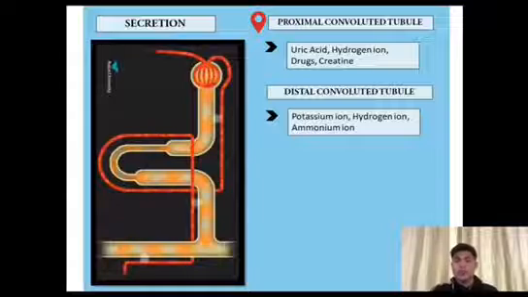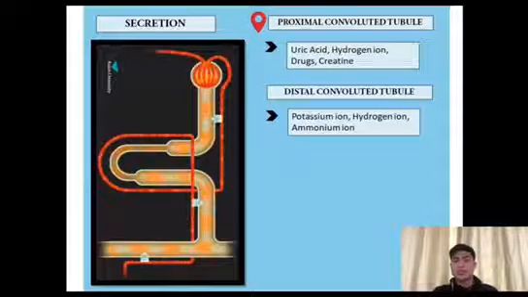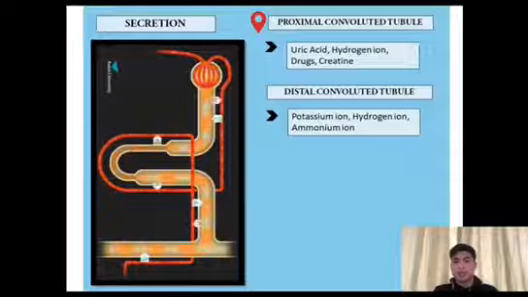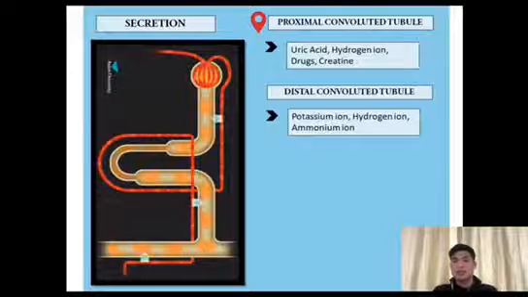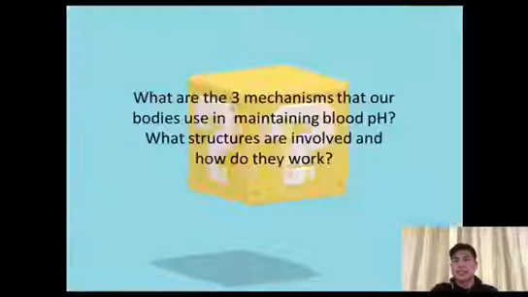So the third one is the secretion. The substances that are harmful or toxic in our body will be secreted from the blood vessel back to the tubule, so towards the tubule. It happens in the proximal convoluted tubule and the distal convoluted tubule, wherein most of the substances secreted are uric acid, hydrogen ion, drugs, and creatinine.